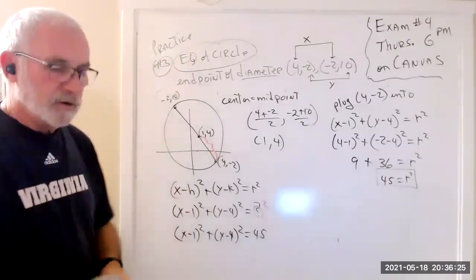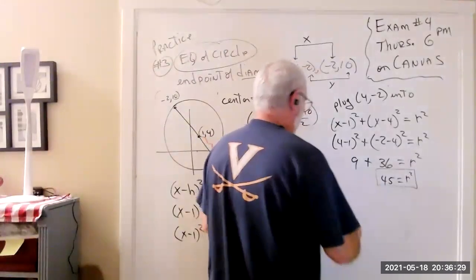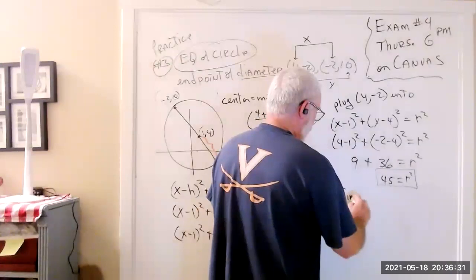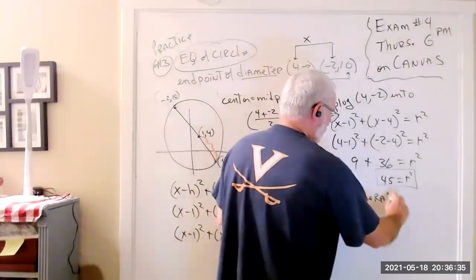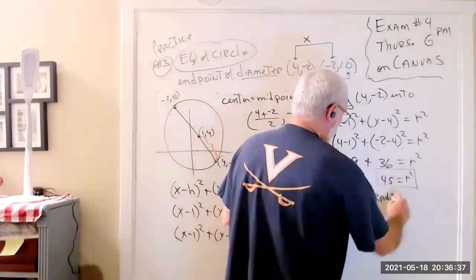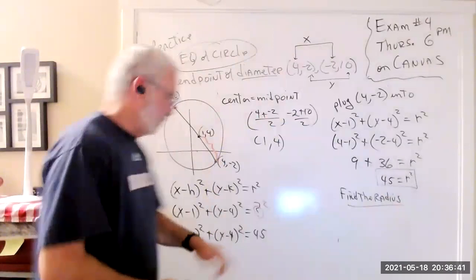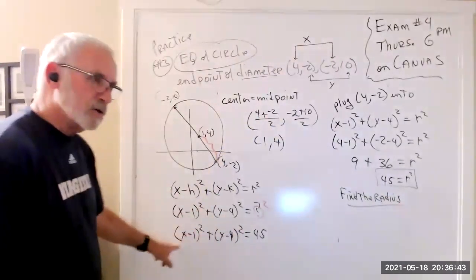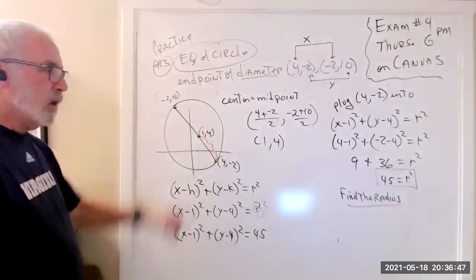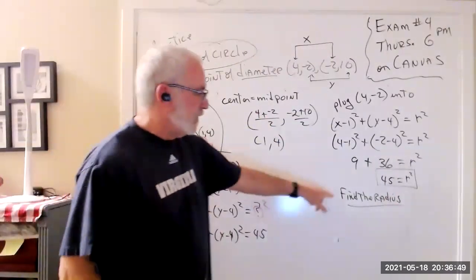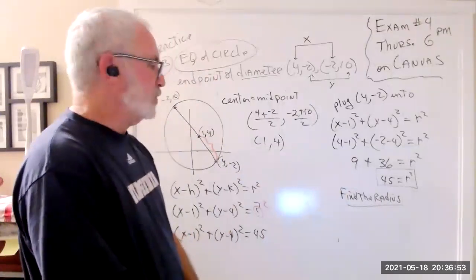But what if the problem had said, and find the radius? What if that had been added to the problem? This is the correct answer to this problem: find the equation of a circle. But what if it had also said, and find the radius? What else would you have to do?